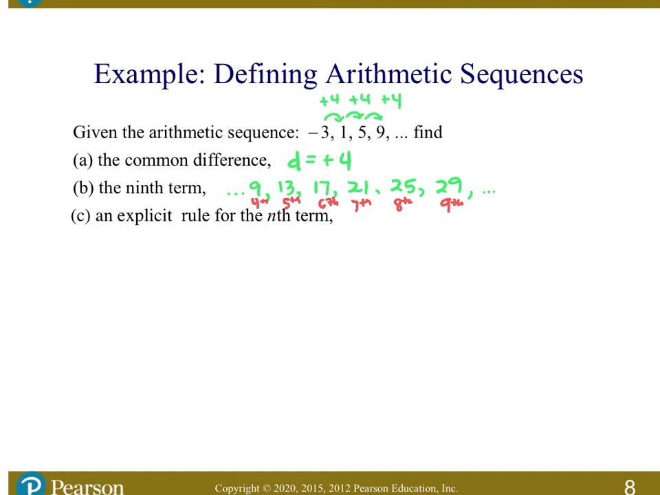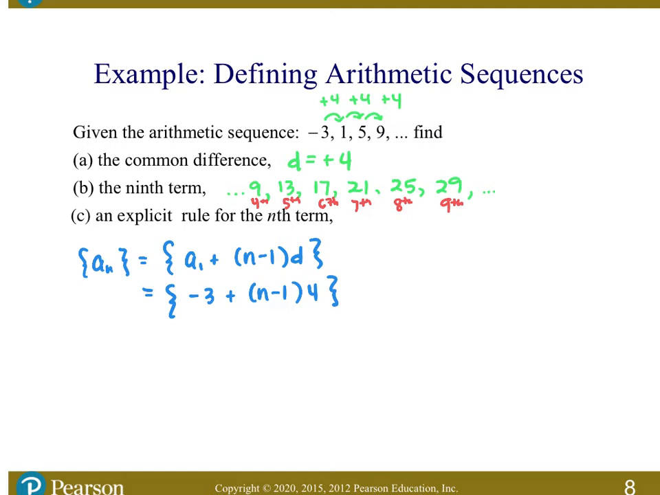But it's often more helpful to have an explicit rule for that nth term. So how would I write an explicit rule for this? Well, a sub n is the value of a sub 1 plus the quantity n minus 1 times the difference maker. So in this case, the first term was -3, plus the quantity n minus 1, and then times the difference maker of 4.